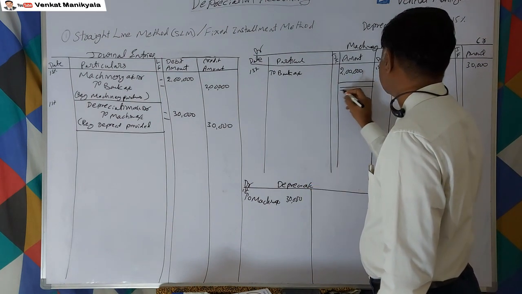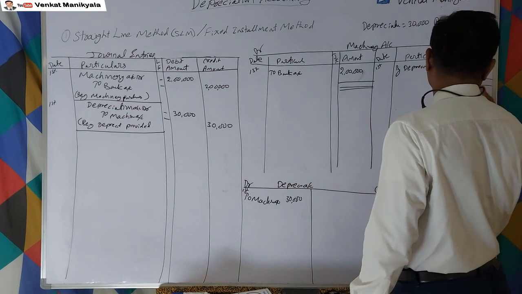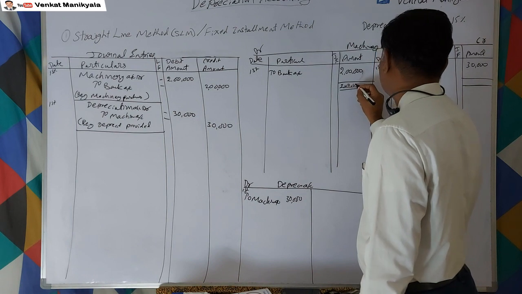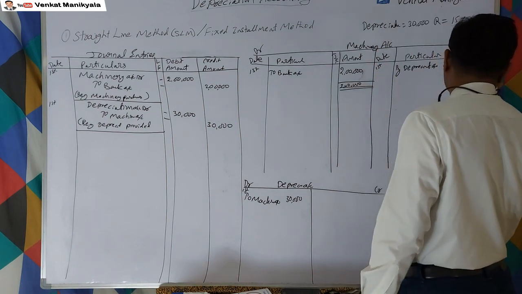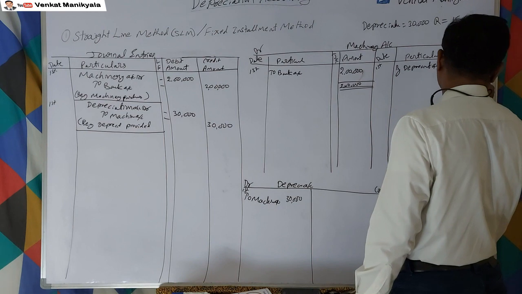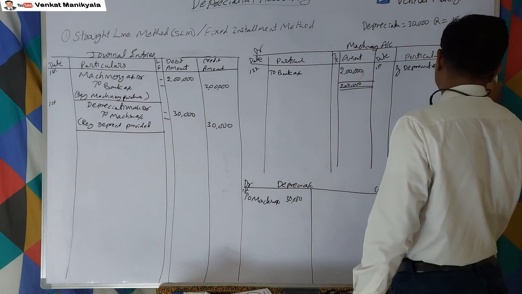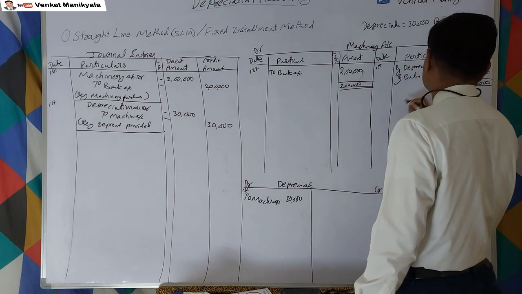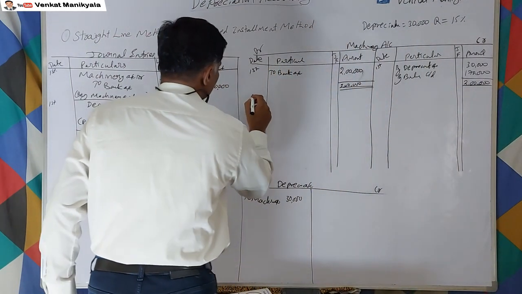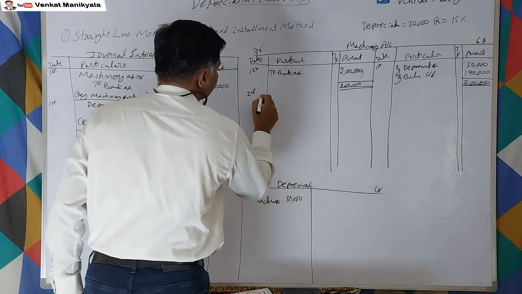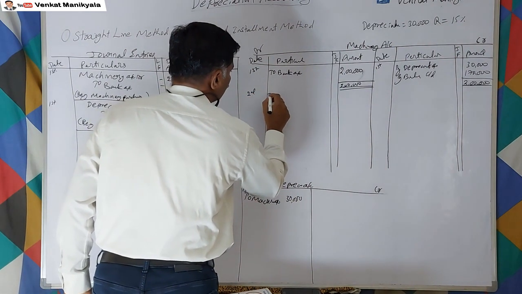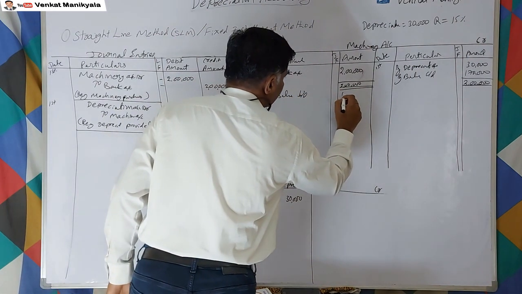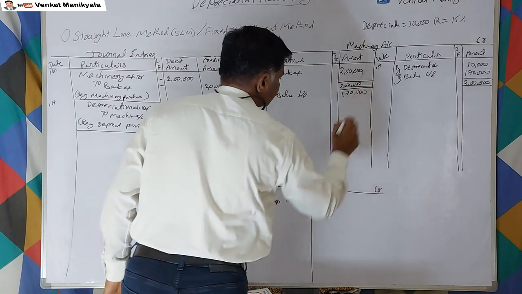Now let us balance it, right? Now let us balance it. The one we are balancing, 2 lakhs debit side, 2 lakhs credit side, because 1,70,000 is the balance, by balance carried down, and this is in the second year, to balance brought down is 1,70,000, right?